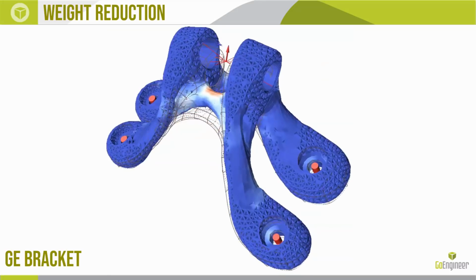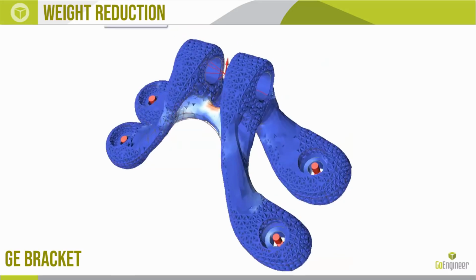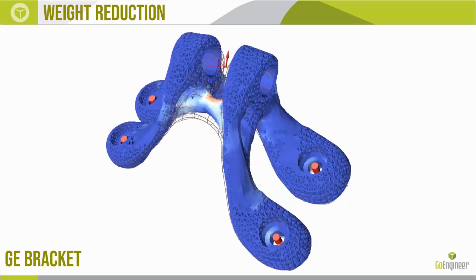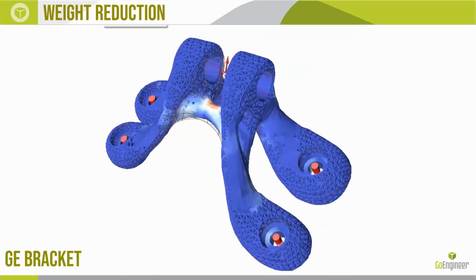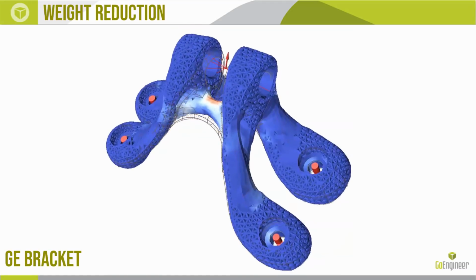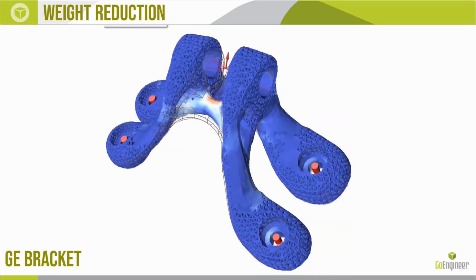Now, this GE bracket has become very famous of late, and it's been used in a lot of engineering applications. So reducing the weight of our designs has been a primary engineering goal for a long time. And so based on that, we're going to look at this GE example to tell you a little bit more about this.